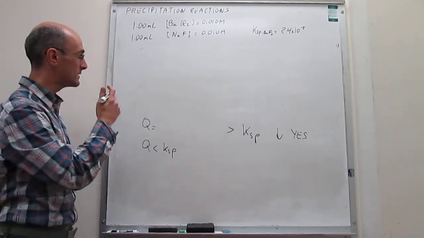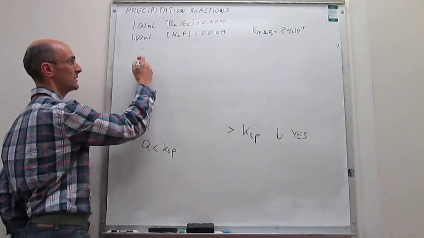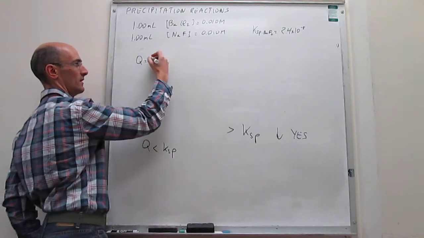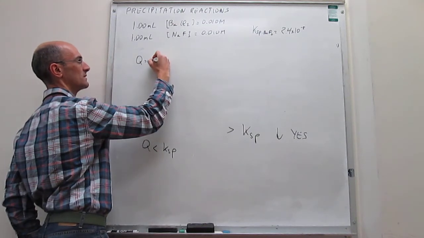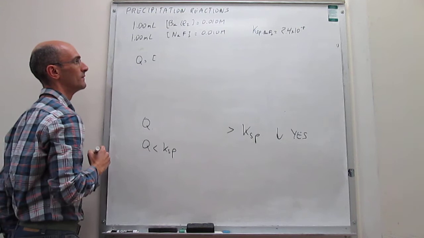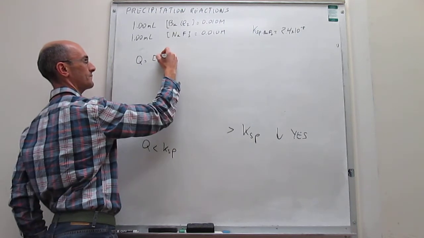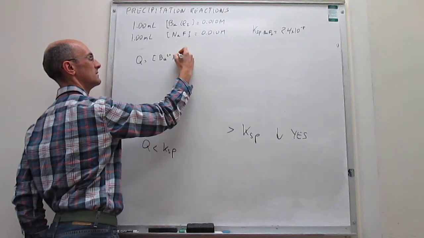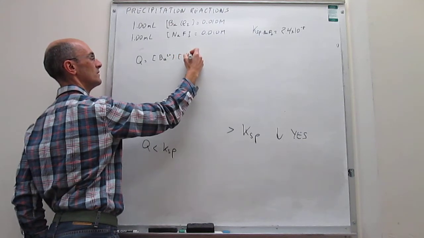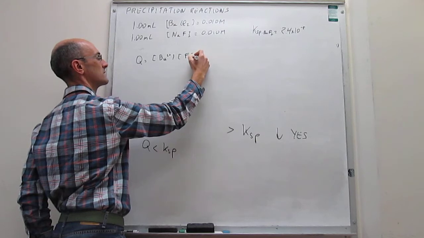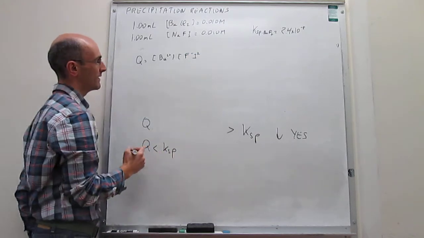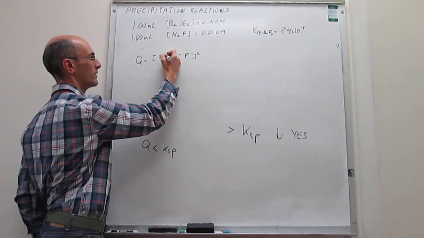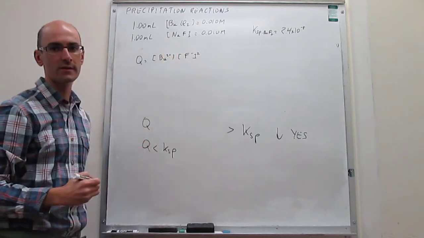Again, as always, the way that we're going to proceed here is to calculate what is called the ionic product. So the ionic product for this case will be simply the concentration of barium 2+ times the concentration of fluoride minus squared. That will be your Q. Alright, so then let's try to figure out here what the concentrations of each one of these ions are.